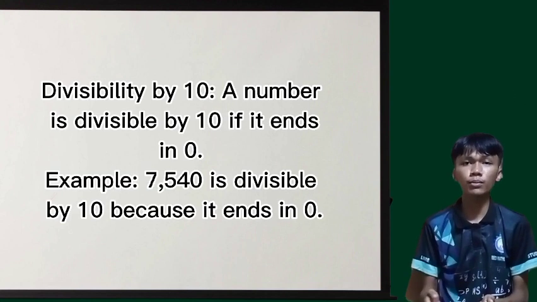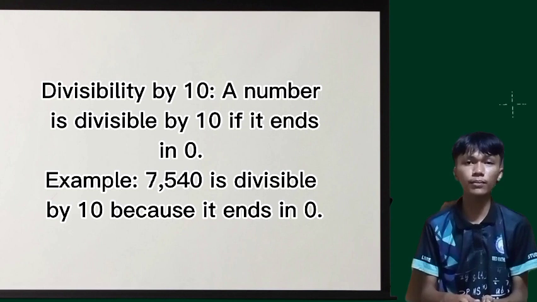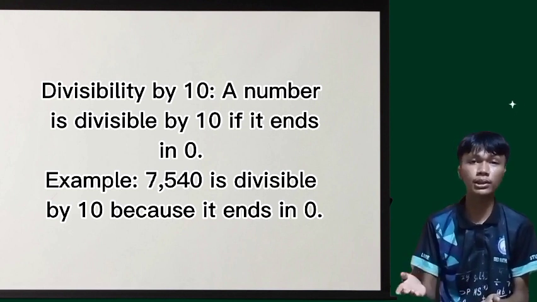Next, divisibility by 10. A number is divisible by 10 if it ends, or the last digit is, 0. Example, 7540 is divisible by 10 because it ends in 0, or the last digit is 0.